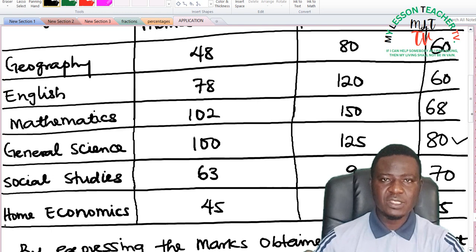We shall now take more exercises on application of percentages to real life situations.